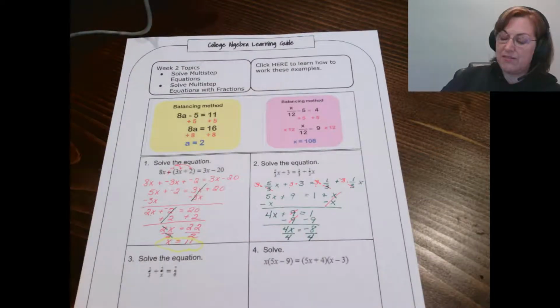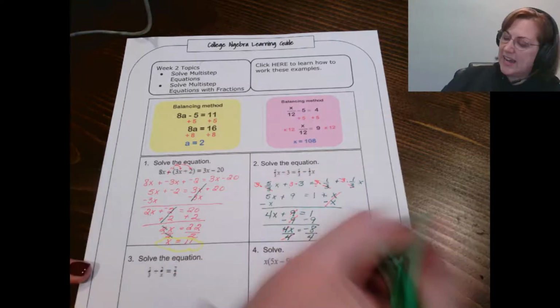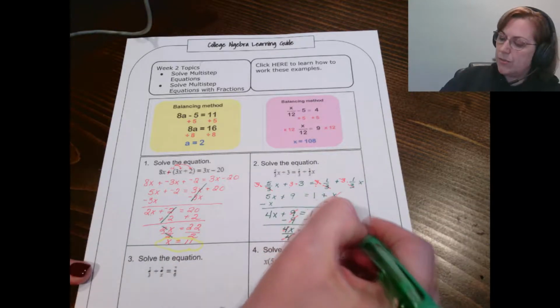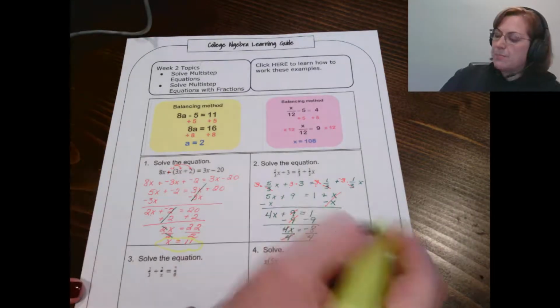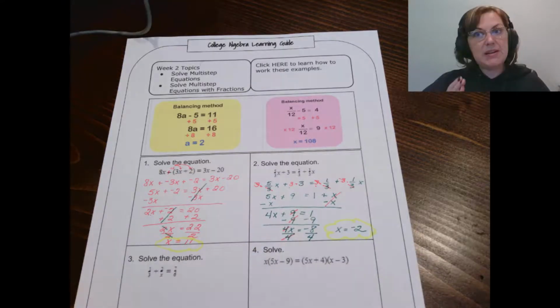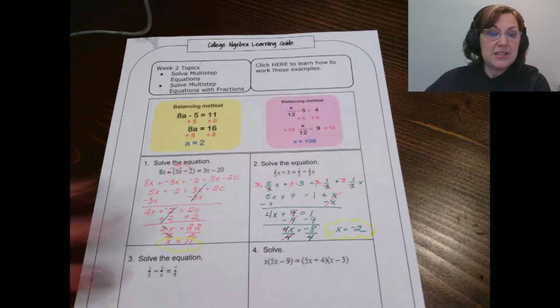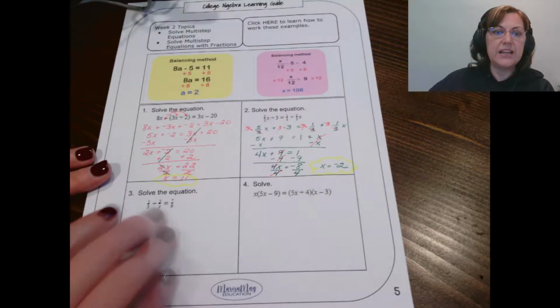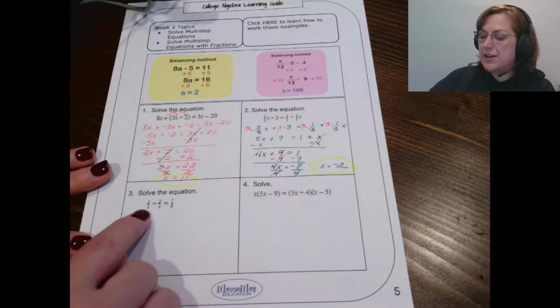Now we do the opposite of multiplying by 4, which is to divide by 4. And we get that x equals negative 2. Very nice, but use that step to get rid of those fractions from the very beginning. It's going to make it a lot easier for you. I'm going to use the same strategy on number 3 here, even if the denominators are different.